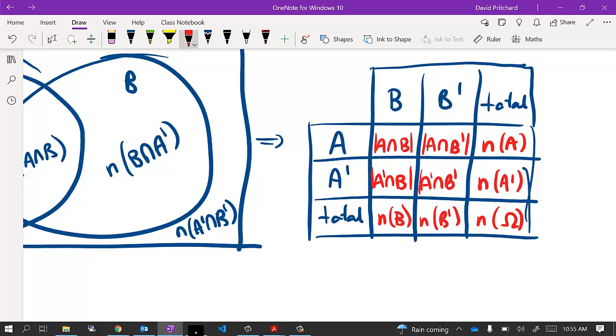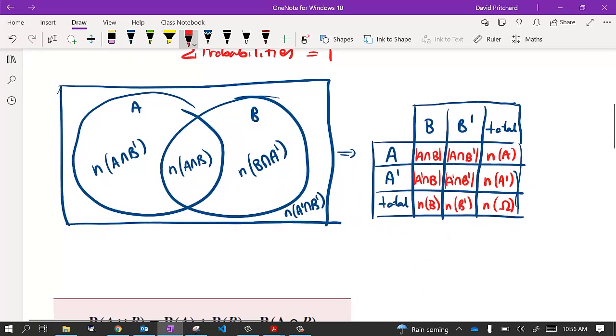Now these should all be numbers, so they're all cardinalities. And the idea is that in this table form, they all add up. So we should be able to add this A and B and the A and not B together, and they should add up to give us a total number in A. We can do the same thing with not A and B and not A and not B, and they should all add up to the number in not A. And each column and each row should add up so that that number in the universal set is correct.